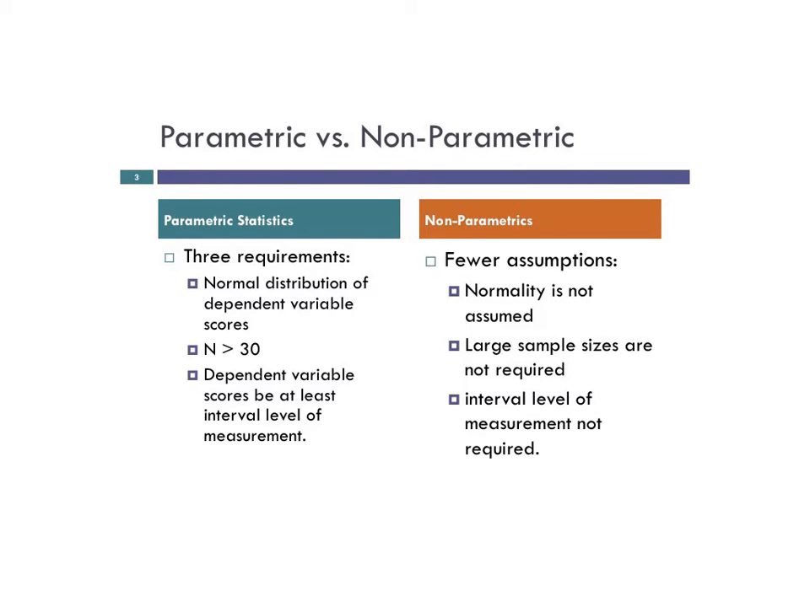Now, sometimes we have data that really just doesn't meet those basic assumptions. Sometimes the dependent variables are not normal. Sometimes we don't have large sample sizes, very often in thesis and dissertation data, and sometimes we have dependent variables that aren't interval or ratio level of measurement. And with any combination of one of those three things, usually a non-parametric statistic is preferred.